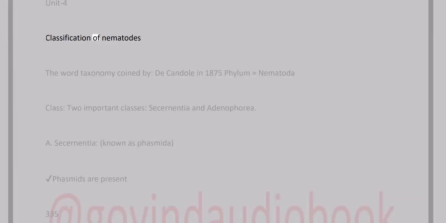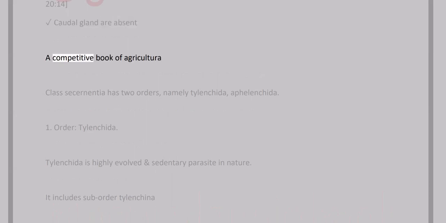Unit 4: Classification of nematodes. The word taxonomy was coined by de Candolle in 1875. Phylum Nematoda has two important classes, Secernentea and Adenophorea. A. Secernentea, known as Phasmida, has phasmids present and caudal glands absent. Class Secernentea has two orders, namely Tylenchida and Aphelenchida. 1. Order Tylenchida. Tylenchida is highly evolved and sedentary parasitic in nature. It includes suborder Tylenchina. Tylenchina has the superfamilies Tylenchoidea, Hoplolaimoidea and Heteroderoidea.